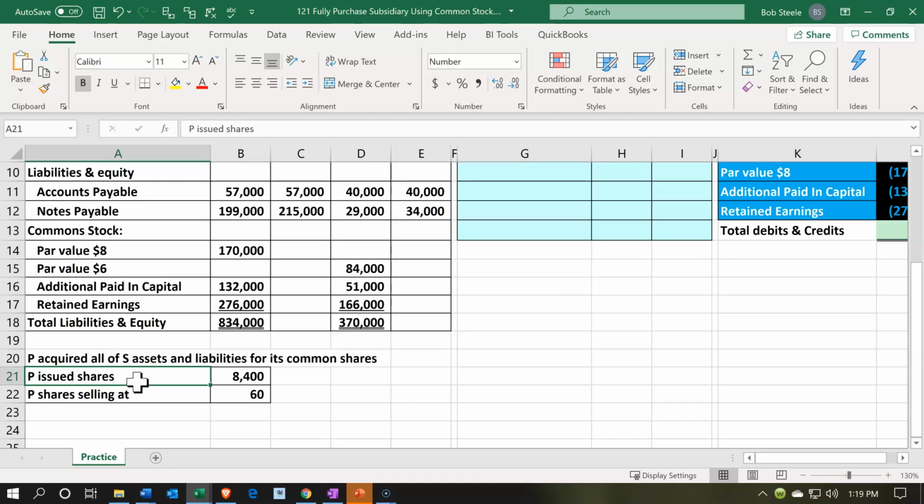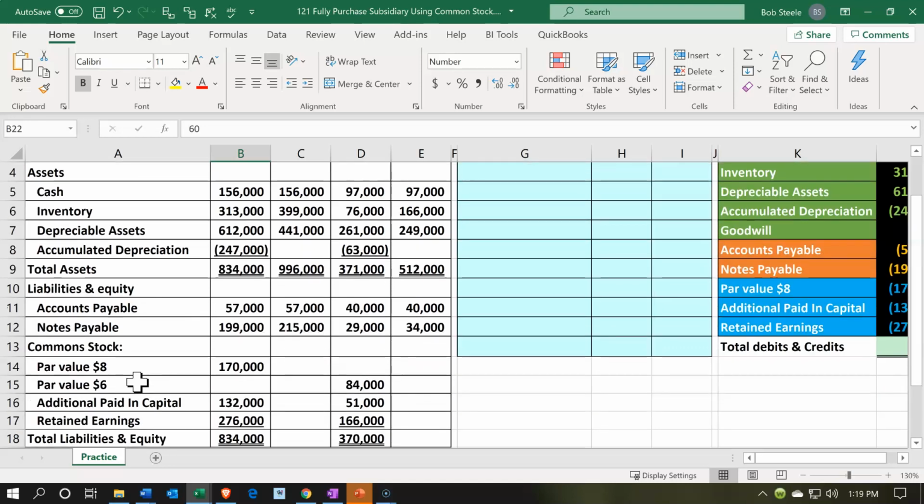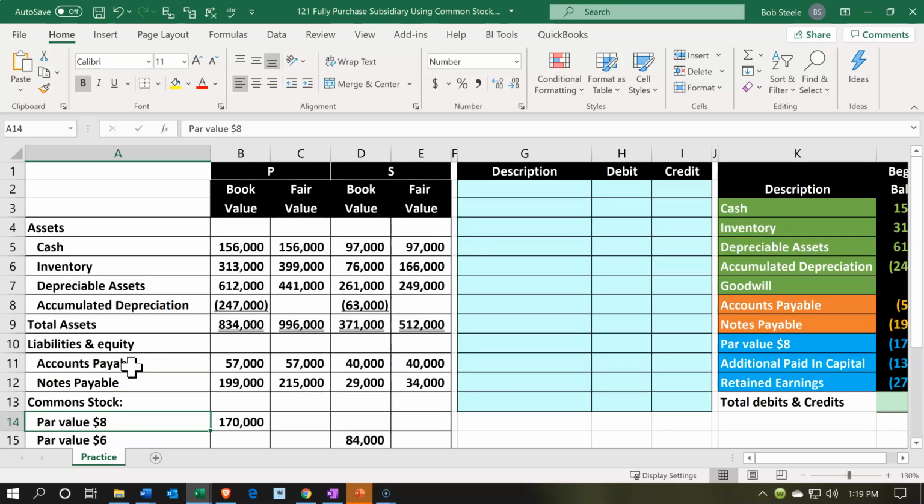P issued shares of 8,400 that had a $60 selling price at that point in time. So that's going to be the market value, that $60, and the par value is up here at the $8. Okay, so we'll get down to that in a bit. Same kind of thing. Okay, so we've got P purchasing S.